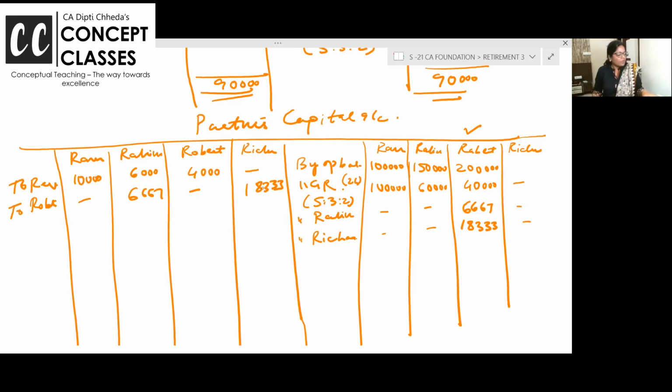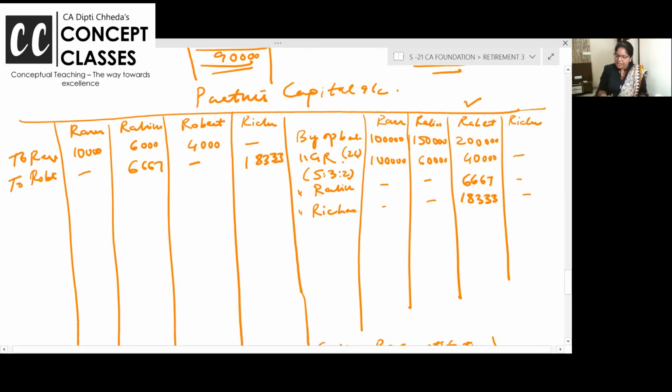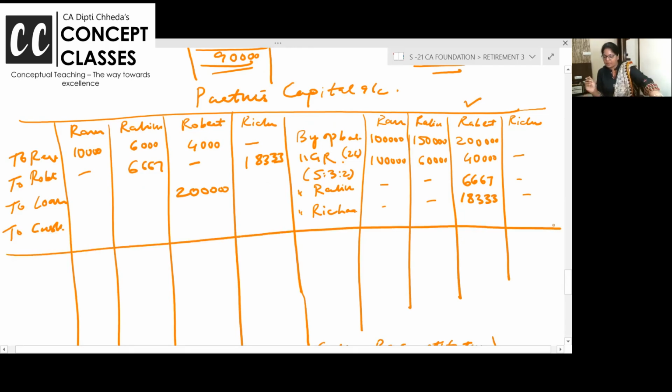Now, out of the amount due to Robot, 2 lakh is retained as loan and the balance is paid. Richard's capital should be equal to 50% of combined. Okay, first say bye bye to Robot. 2 lakh you have to retain in his loan account. Remaining pay him in cash.